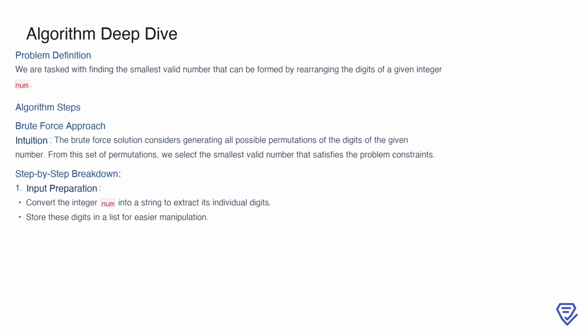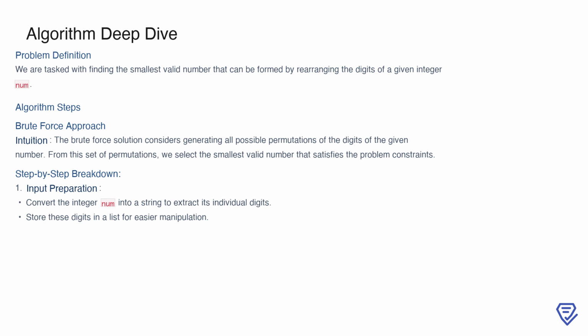To approach this, let's first explore the brute force method. The intuition here is straightforward. We generate all possible permutations of the digits of the number, and from those permutations, we select the smallest valid number that satisfies the constraints.